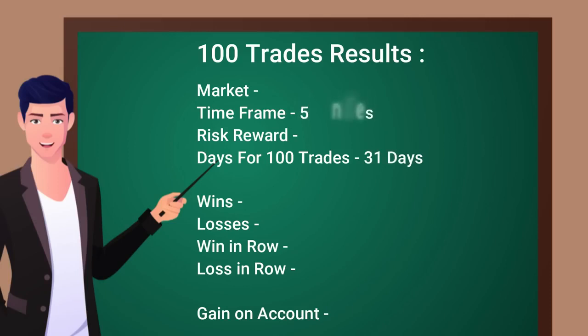Now, I used a 5-minute time frame. This was done using a 1:1 and 1:2 risk to reward ratio on Euro-USD. And it took 1 month of price data to find the 100 trade signals, which is actually very good. There were 63 winners and 37 losses. The win rate is 63%.